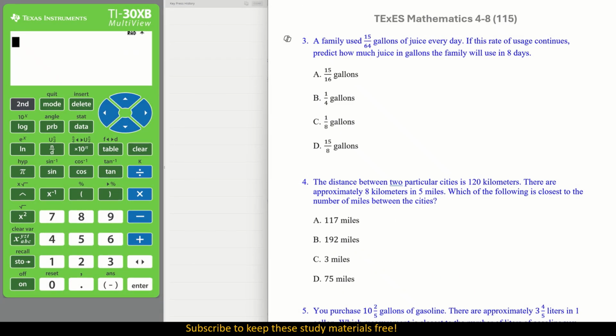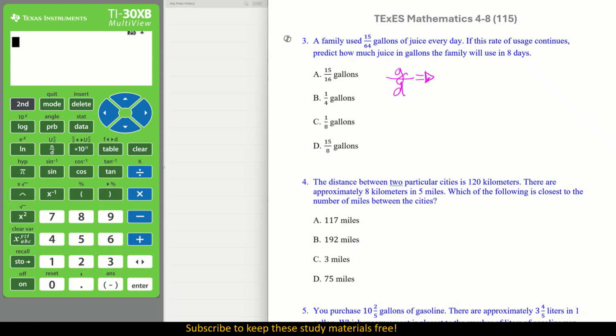Number 3, a family used 15/64 gallons of juice every day. If this rate of usage continues, predict how much juice in gallons the family will use in 8 days. So what do we have? We have gallons over days.